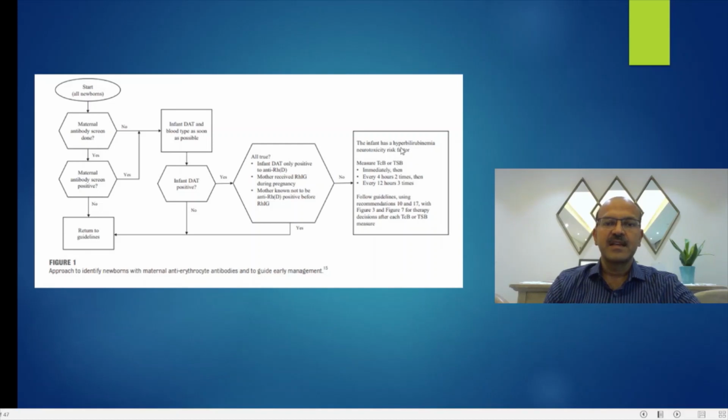If the infant has a hyperbilirubinemia neurotoxicity risk factor, measure the TCB or TSB immediately and then every 4 hours for 2 times. If it is stable, then you go on to every 12 hours 3 times. The baby might need phototherapy in these situations, and if the baby develops significant jaundice which needs escalation, you might consider IV immunoglobulin, as we will discuss later in this group.